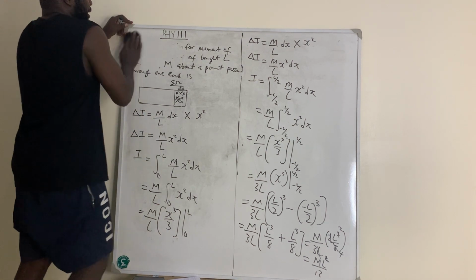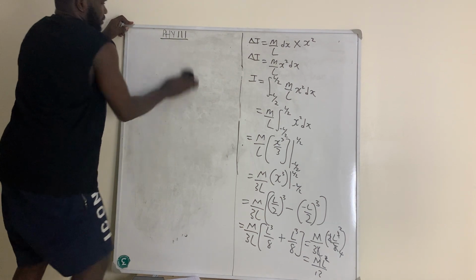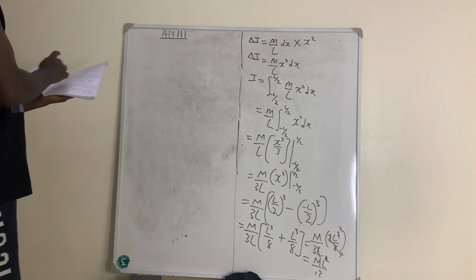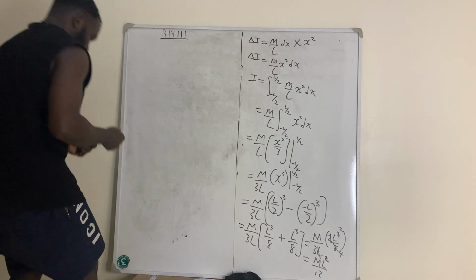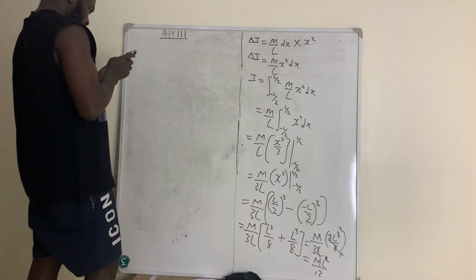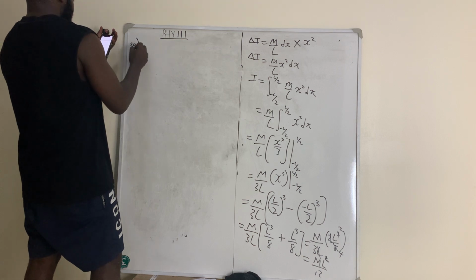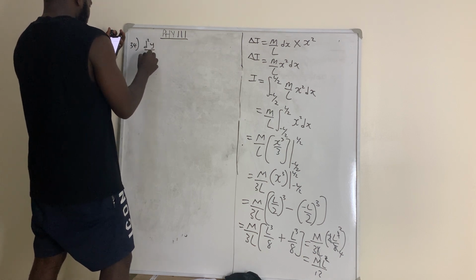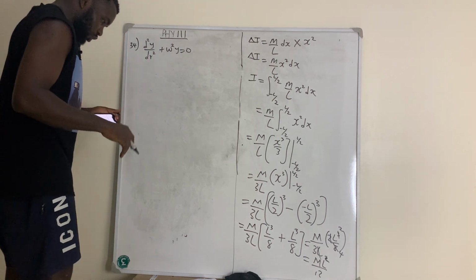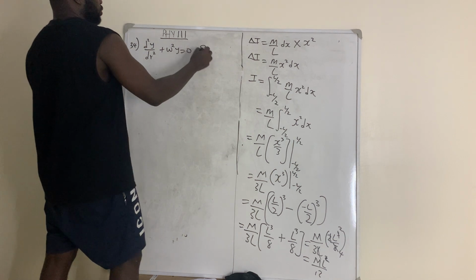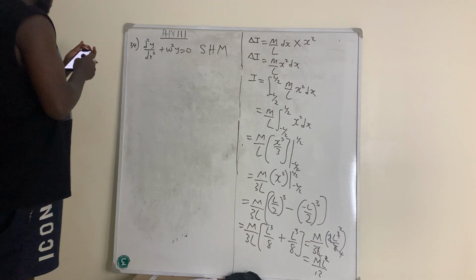Okay? So that is that for question number 33. We move to question number 34. Sorry about that. So question number 34 said that d squared y over dt squared plus w squared y is equal to 0. They say this equation describes what? This is a simple harmonic motion equation. So this equation is for simple harmonic motion.